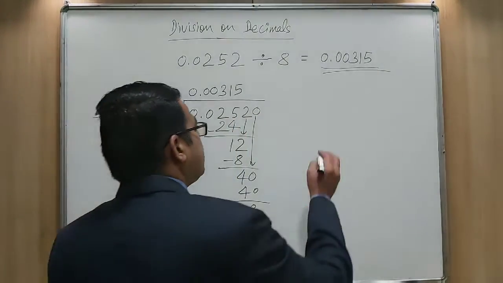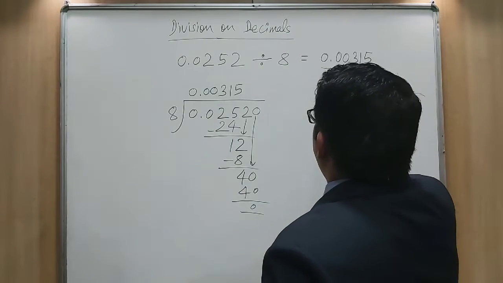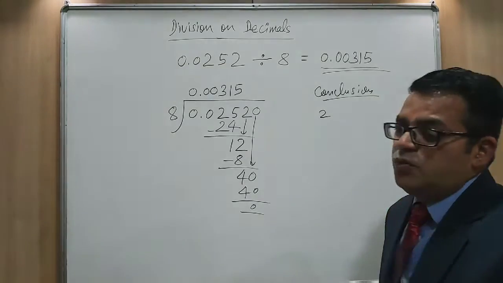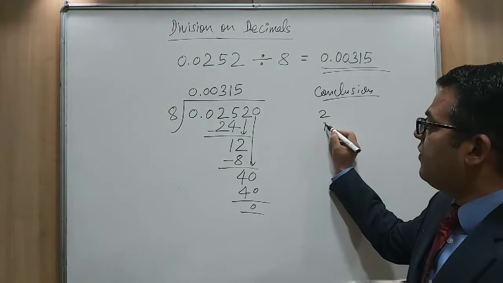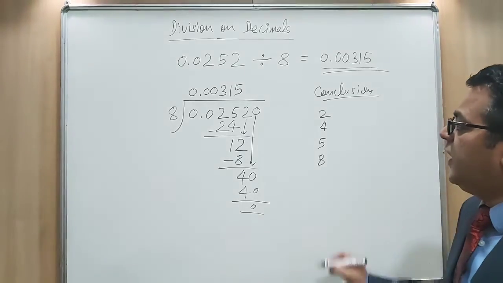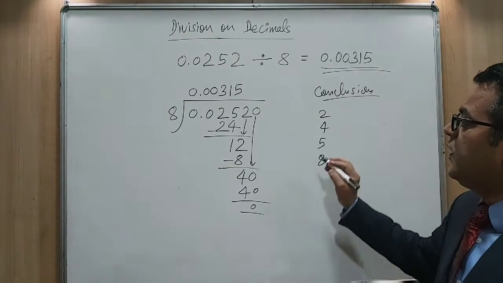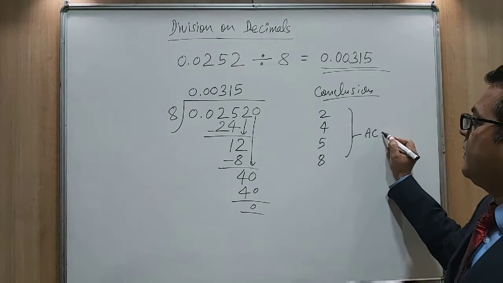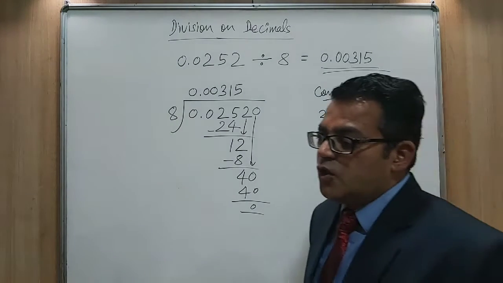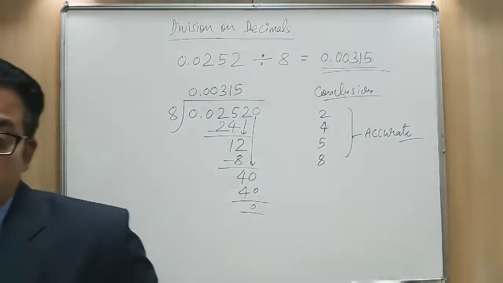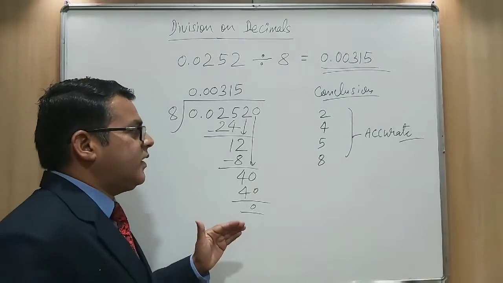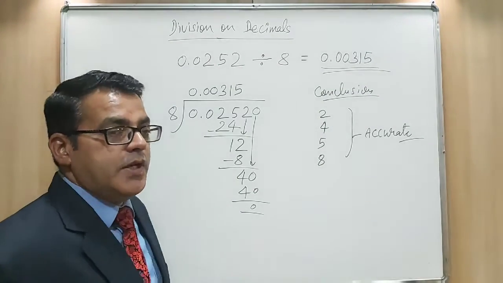It means the conclusion is, and this is very, very important for you: if we divide any number by 2, by 4, by 5, by 8, then you will get an accurate answer. Your digits will terminate. Anywhere, 100% it is sure it will terminate.